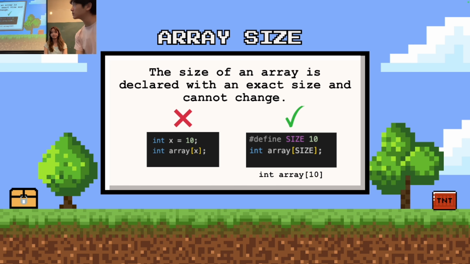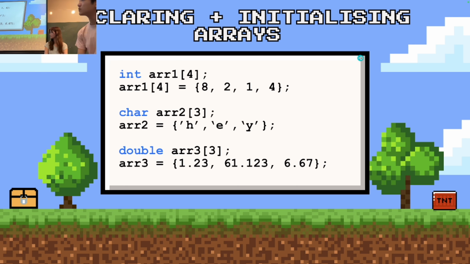So this is just good code practice. Okay, so now we have the size. We want to store data, right? These are the three data types that we can store into an array. First one we have int array 1 4. Does anyone know what the 4 inside means? Index? Close. If we look at this, int array 1 4, that's declaring an array of size 4. That means that there are going to be 4 sets of data in the array. And since it's an int array, we're storing 8, 2, 1, 4, which are all integers.